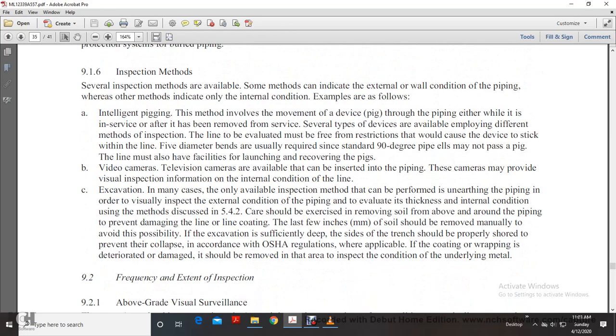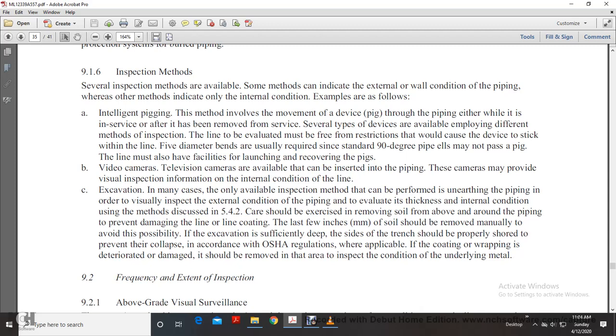9.1.6, inspection methods. Several inspection methods are available. Some methods indicate external wall condition of the piping, while other methods indicate the internal condition. Examples are as follows. Intelligent pigging: these methods involve passing a device, a pig, through the piping, either inline or on the surface after the pipe has been removed. Several types of pigs are available employing different methods of inspection. The line being evaluated must be free of restrictions that would cause the device to stick. Long radius bends are usually required since standard 90-degree pipe elbows may not pass a pig. The line must also have facilities for launching and receiving the pig.